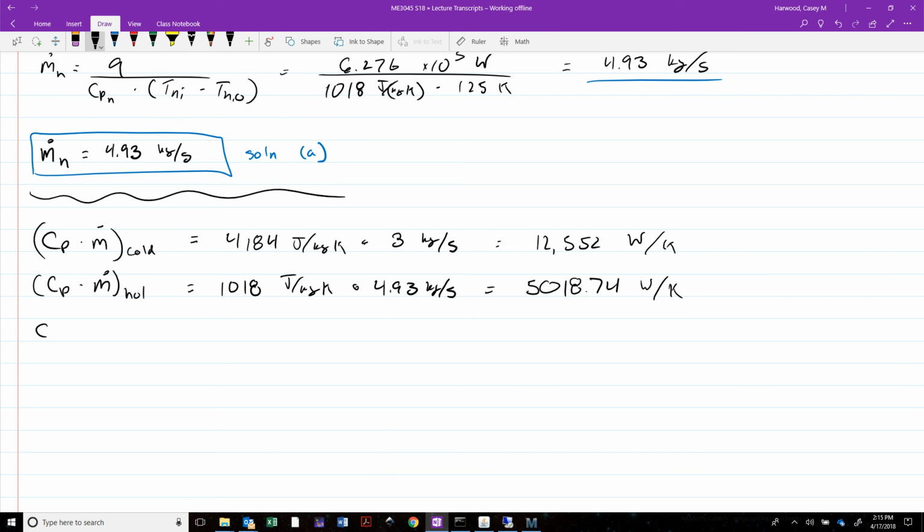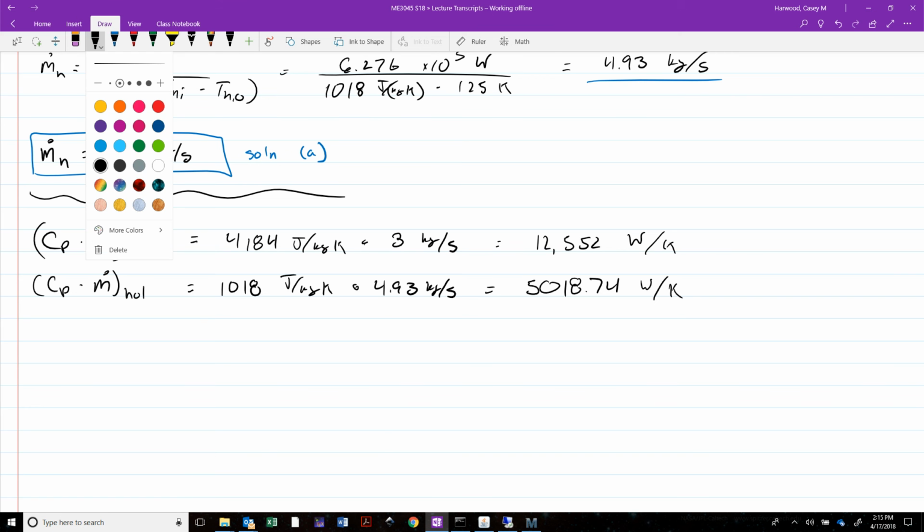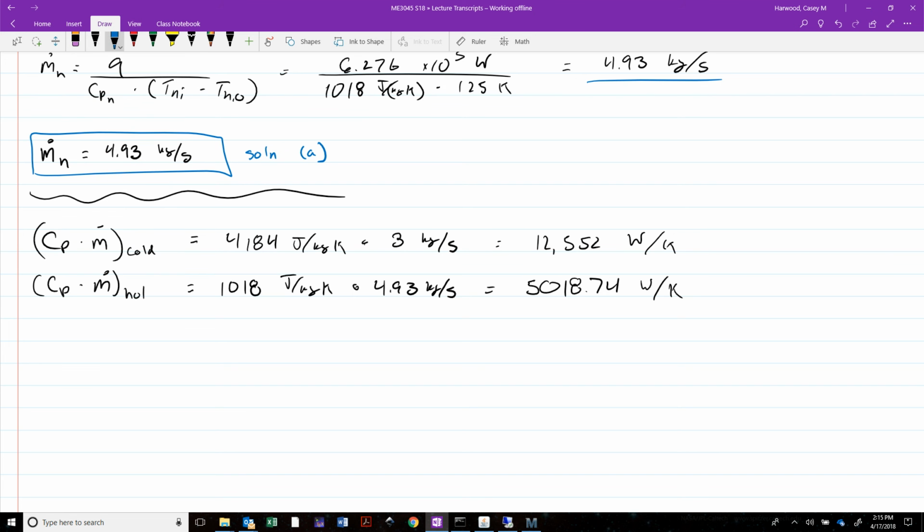At this point, just a quick comparison shows us that we'll go ahead and just round that up to the nearest whole number, and so we can see clearly that the hot fluid constitutes the minimum quantity, and that the maximum quantity is the cold fluid. In other words, the airflow is the weak link or the limiting factor in the amount of heat that's actually flowing through the system.